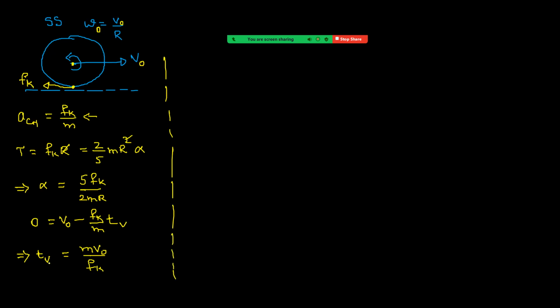That is a time: at what time velocity becomes zero. Now focus: at what time omega becomes zero. Now see carefully. Omega 2 equals omega 1 plus alpha t. Omega 2 is 0, and omega 1 is omega naught, so it is omega naught plus alpha t.